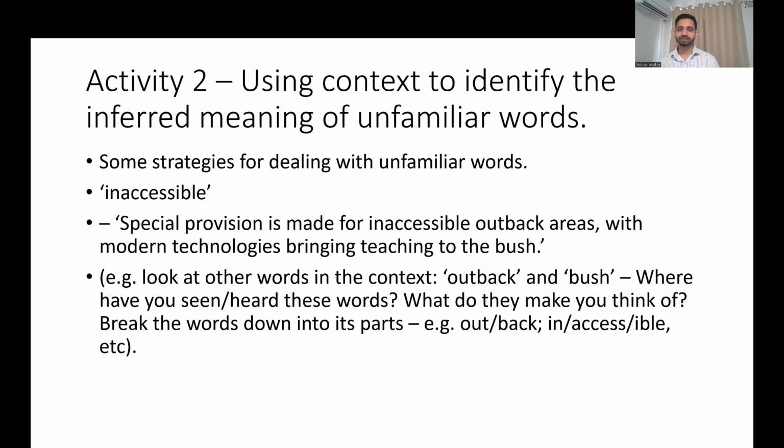So look at the words in the context. You've got outback and bush. Where have you seen or heard these words? Think about the words that you might have seen or heard. What do they make you think of? Break the words down into parts. Outback, inaccessible, accessible, inaccessible. If you break it down, it will help you to understand the words.